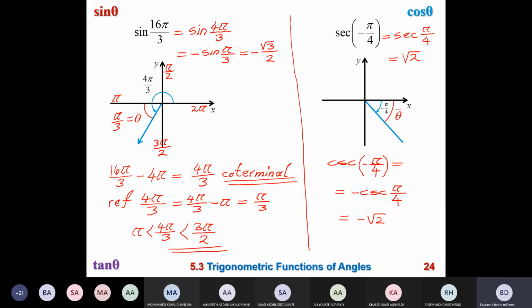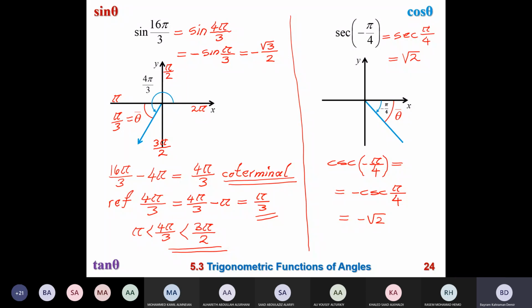So we understood, Shabab, 4 pi over 3 is in the third quadrant. So I just need to subtract: 4 pi over 3 minus pi. That will give you the reference angle in the third quadrant. Is there still any question, Shabab? Anything unclear?